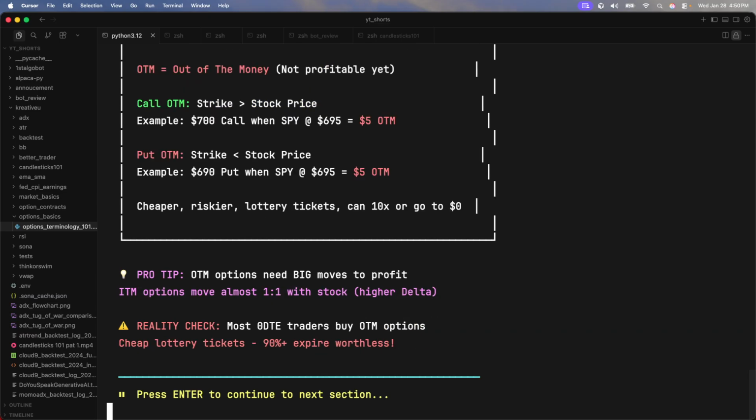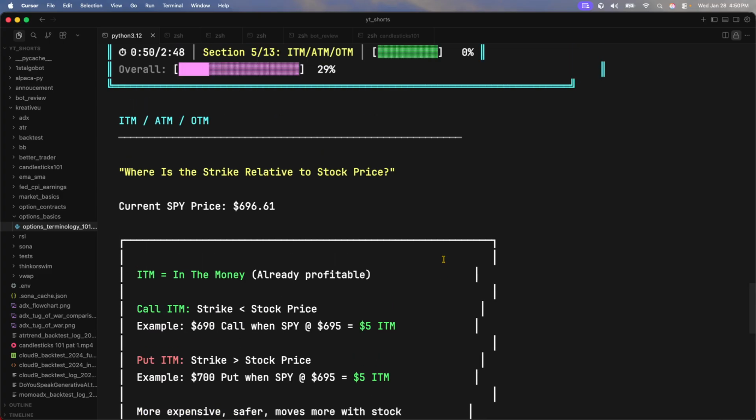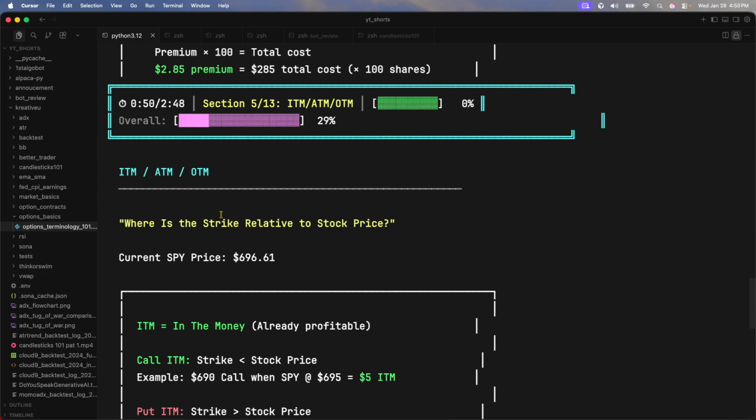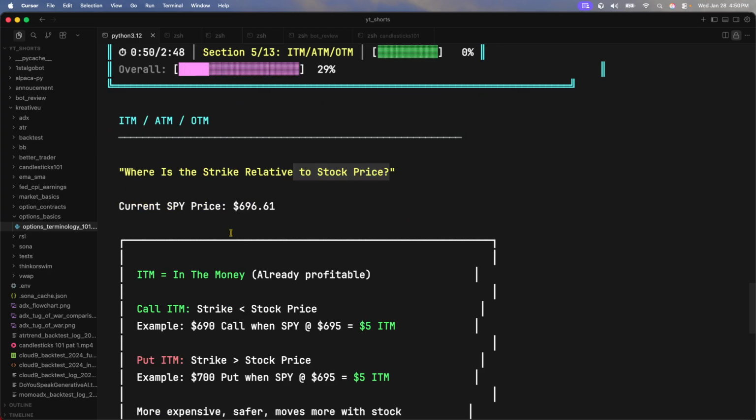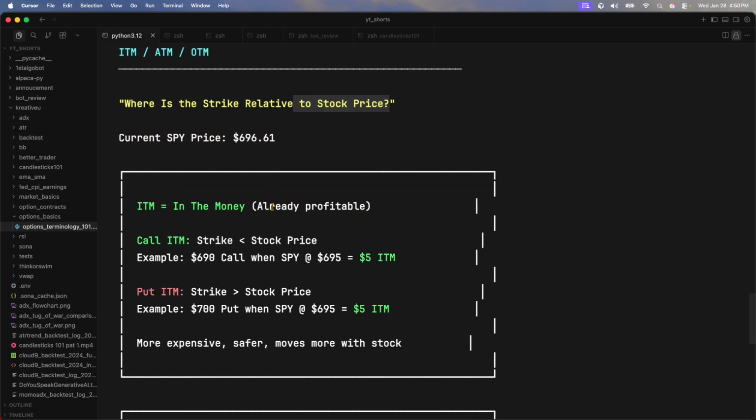Got it? Beautiful. All right, let's go to the next item: where is the strike relative to the stock price? This is going to be moneyness, right? The current price of SPY, the S&P 500, is 696.61. In the money means option contracts that are already profitable. These are going to be some of the most expensive ones, the ones that are ITM, or in the money.